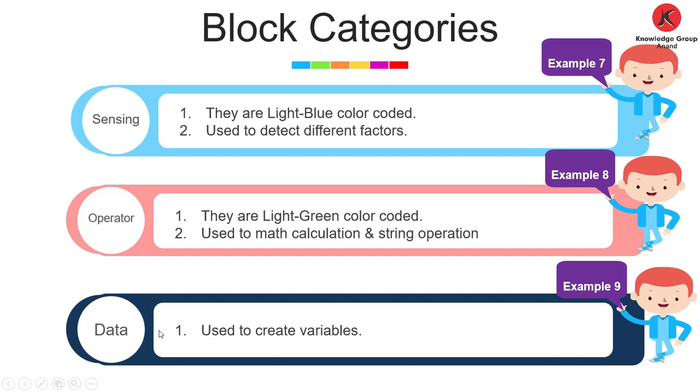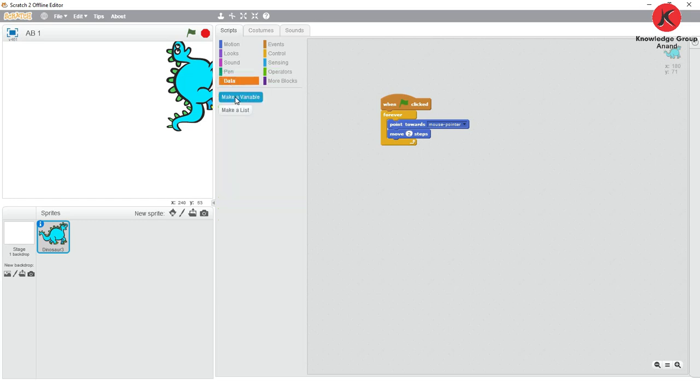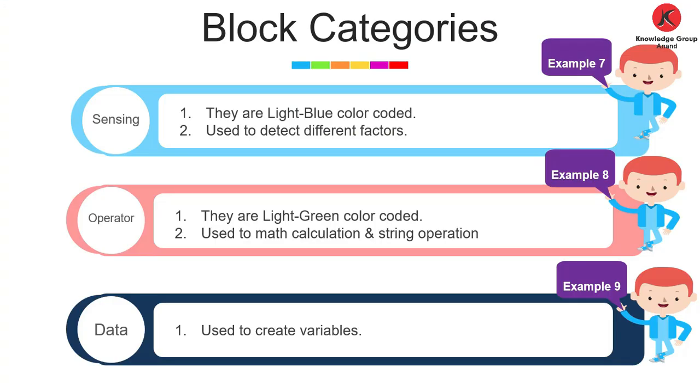And the last one is data. It is used to create a variable in the computer. If you want to use a variable, then click on this and make a variable, and your variable will be created. So this is all about the block drawers.